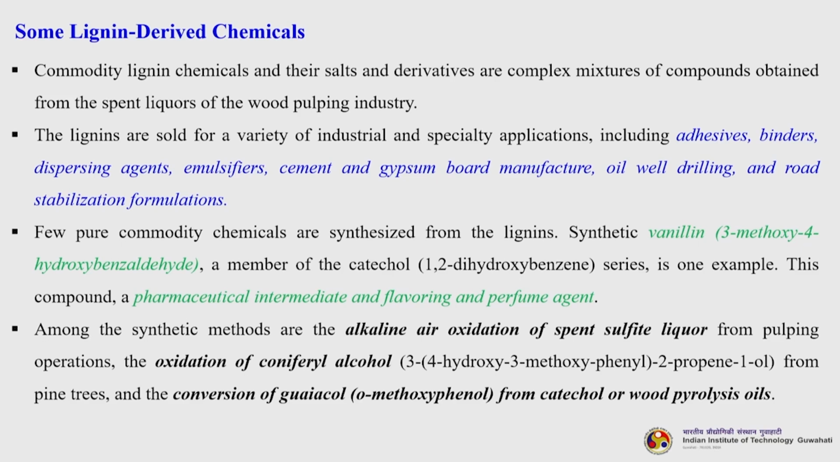A few pure commodity chemicals are synthesized from the lignins. Synthetic vanillin, a member of the catechol series, is one such example. The compound is a pharmaceutical intermediate and flavoring and perfuming agent. Among the synthetic methods are the alkaline air oxidation of the spent sulphite liquor from pulping operations, the oxidation of the coniferyl alcohol from pine trees, and the conversion of guaiacol from catechol or wood pyrolysis oils.